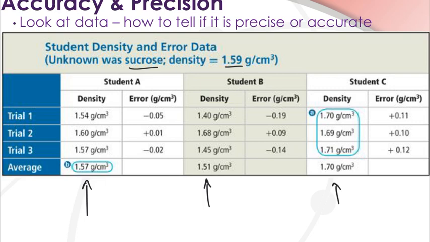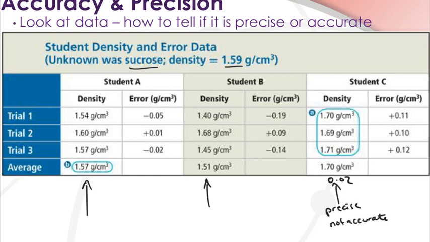Of the 3, we would say that the one that is the most precise is student C. Take a look here. Student C did 3 trials. They got 1.70, 1.69, and 1.71. Each of those values was within 0.02 of each other, so this data is really precise. However, their average, 1.70, is not really accurate, because accurate would have been about 1.59. So it's precise, but we'll say not accurate.